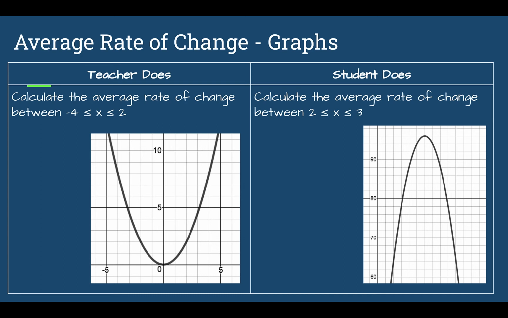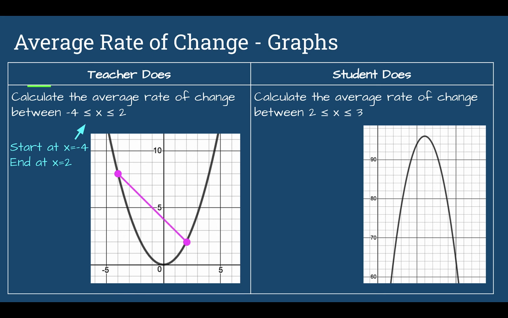Calculate the average rate of change between -4 is less than or equal to x is less than or equal to 2. This time, we're given our interval as a compound inequality. All this is telling us is that we start at x equals -4 and we end at x equals 2. So we want to know between -4 and 2. So just like before, I'm going to plot my dots where x equals -4 and where x equals 2.